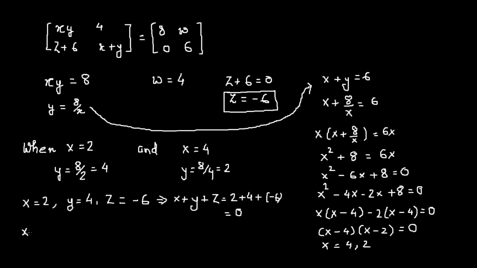The other one is x equals 4, y equals 2, and z remains the same, which is negative 6. We'll use it. So again, find out the value of x plus y plus z, which equals 4 plus 2 plus negative 6, and that again adds up to give us 0. That's it. So the value of x plus y plus z is 0.